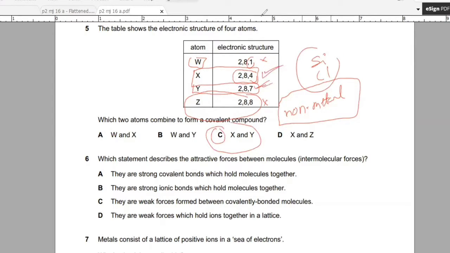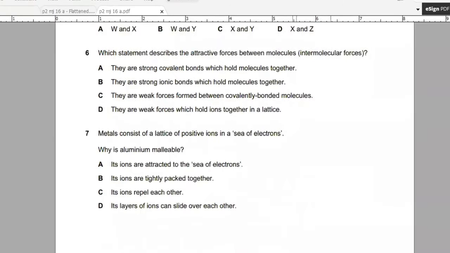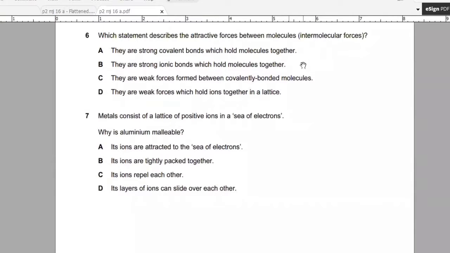Okay. So metal, how do you know? If in the outer shell they have fewer than 4 electrons, then that will be a metal. Non-metals will have more than 4 electrons in the outer shell. Clear? Number 6, it is also a simple question.